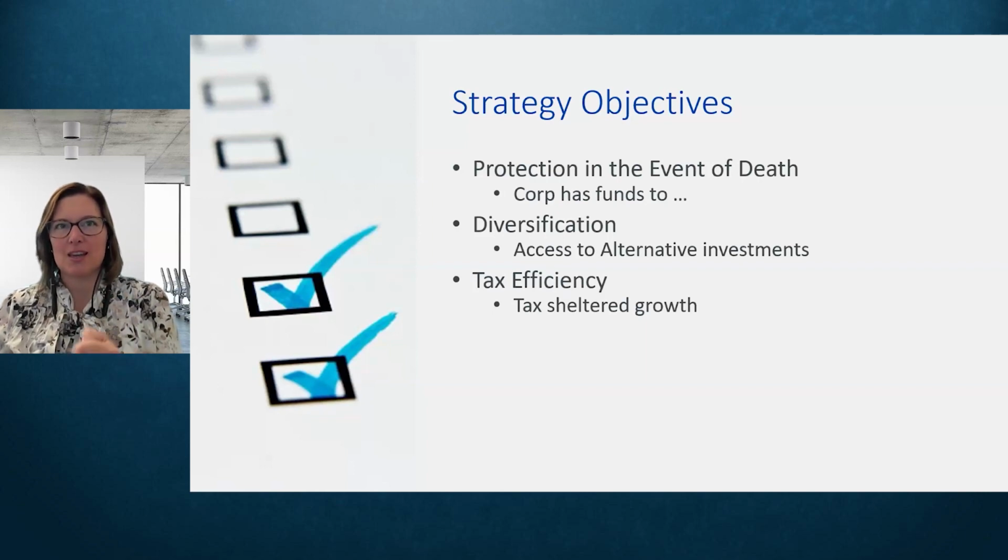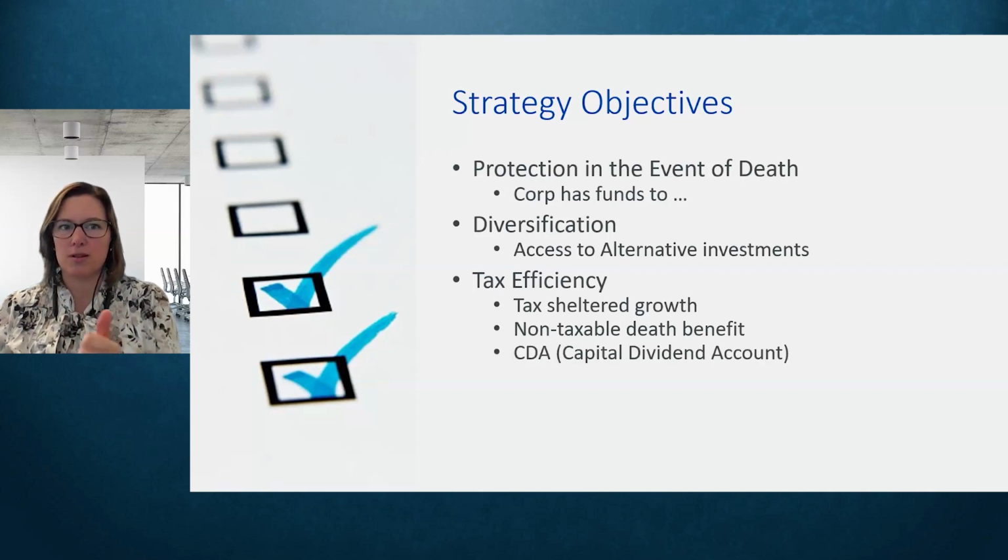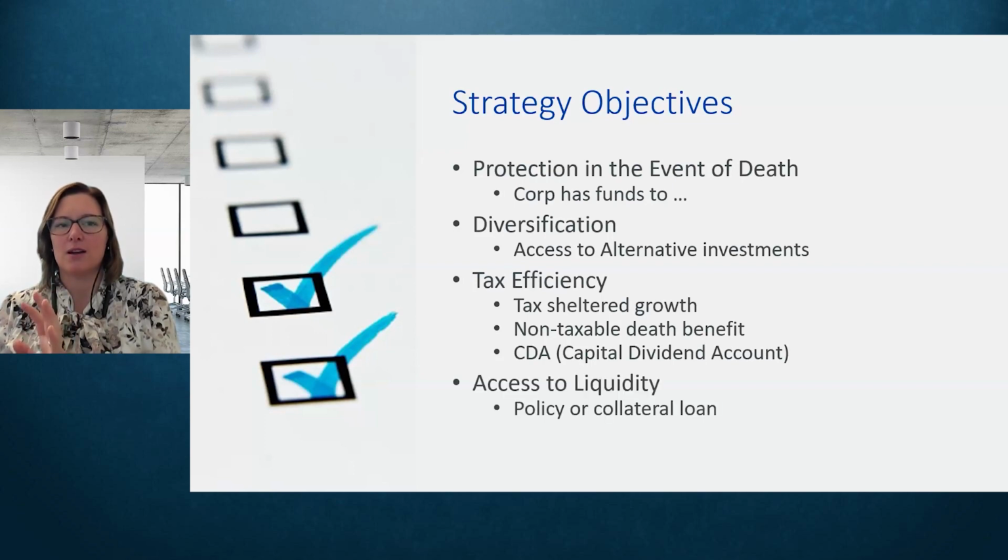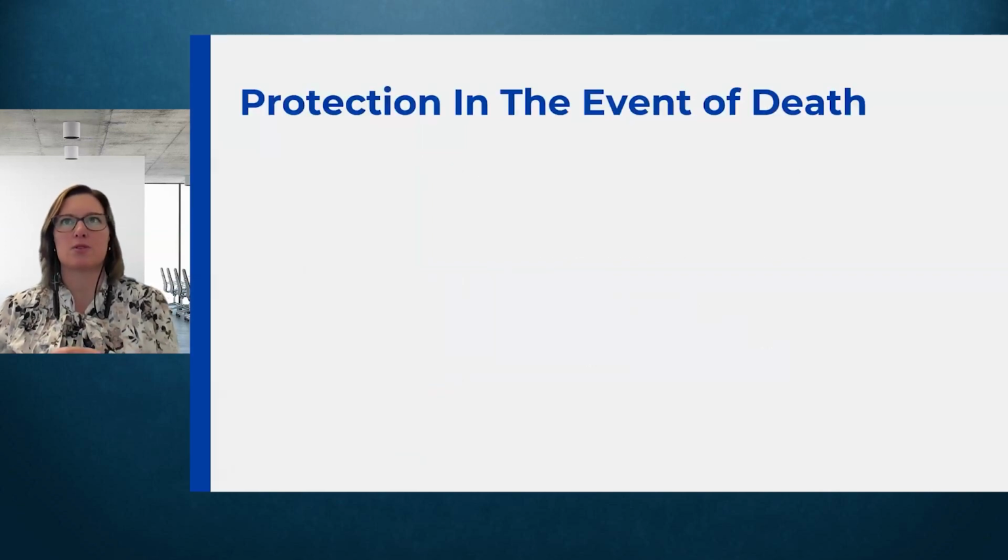Tax efficiency, there are a couple of different layers, and we're going to go into those in a couple of moments. Tax sheltered growth, non-taxable death benefit, and the CDA account. All of those things are direct benefits of putting this together. And then lastly, access to liquidity through either a policy loan or a collateral loan. And some products will facilitate this a little bit better than others. So it's worth taking a look at that also.